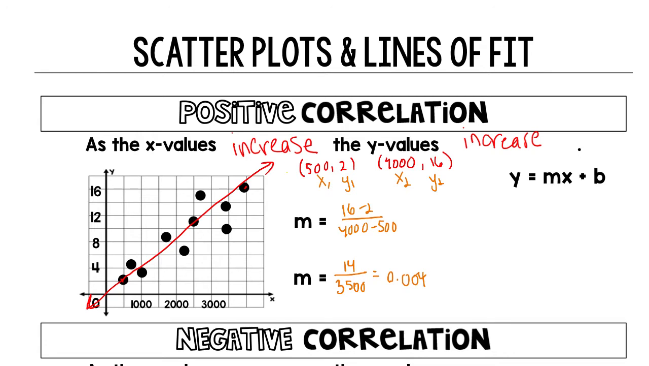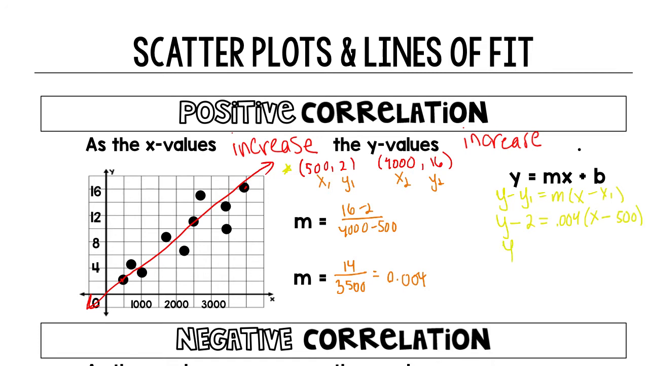Now, let's pick one of these points. I'm going to pick this first one, and we're going to use the point slope form, and eventually put it in slope intercept form. Point slope form is y minus y1 equals m times x minus x1. We use the x1 and y1 that we already have, so that's y minus 2 equals 0.004 times x minus 500.